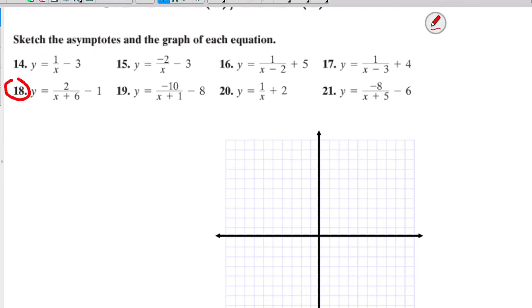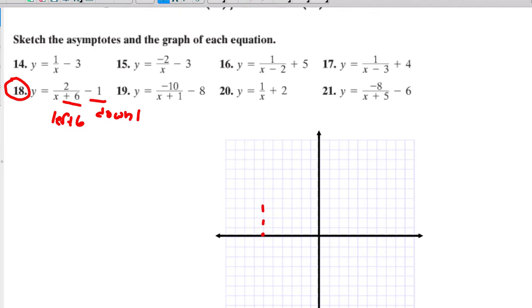And we have y equals 2 over x plus 6 minus 1. Well, this plus 6 tells me that we are going to the left 6, and this negative 1 tells me that we are going down 1. All right, so if I sketch those asymptotes right now, so 1, 2, 3, 4, 5, 6.